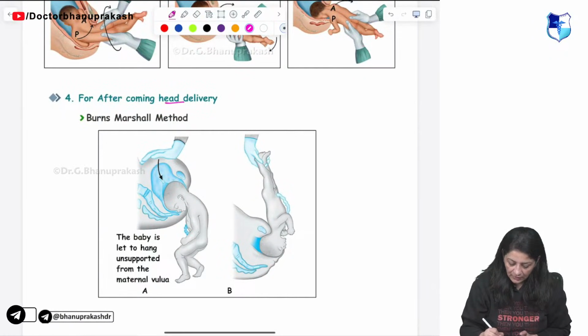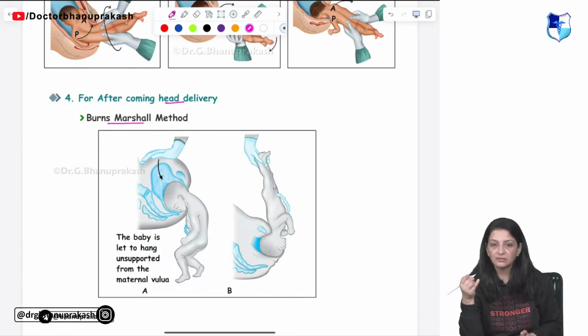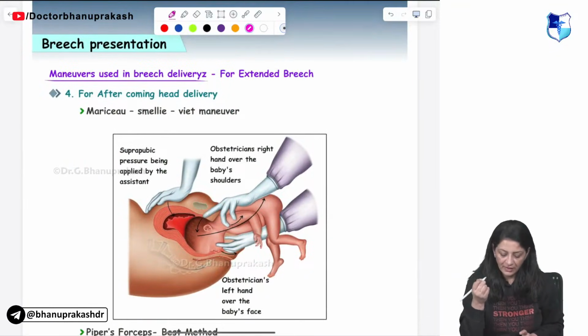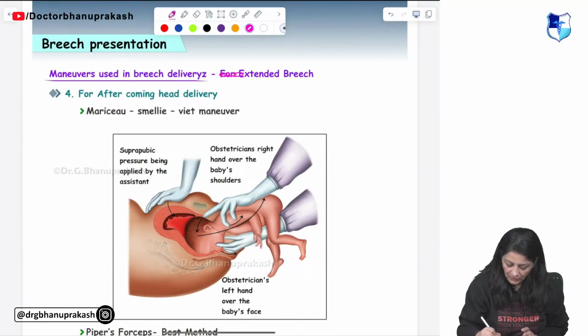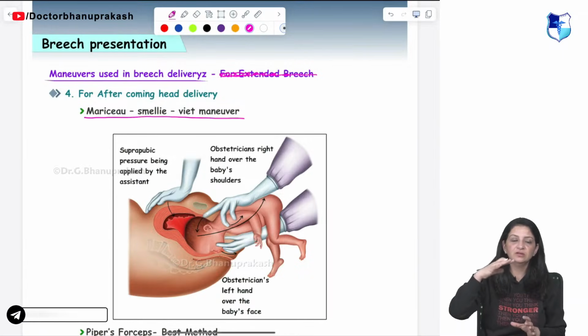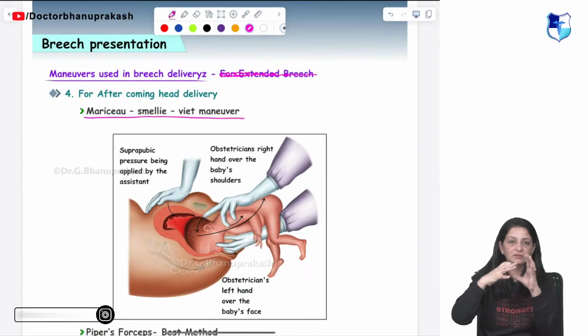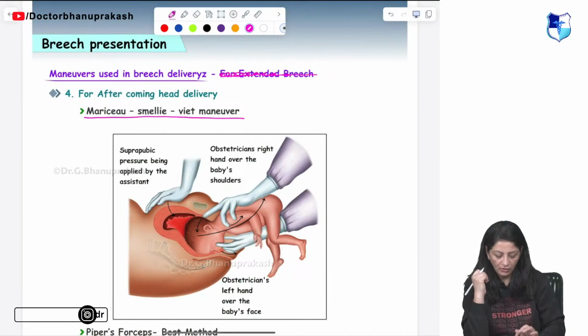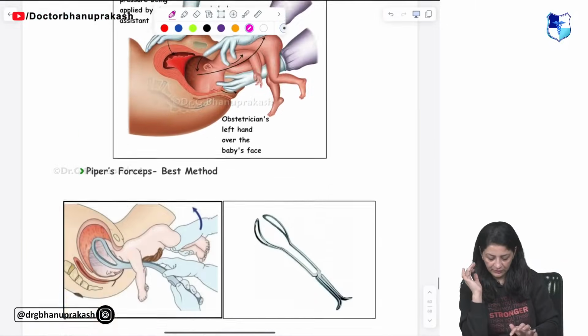After coming head delivery, Burns-Marshall maneuver, in a flexion position of the fetal head. Burns-Marshall method. Second one, Mauriceau-Smellie-Veit maneuver after coming head delivery. Again, traction on the shoulder, flexion of the fetal head and delivery of the head. Mauriceau maneuver for after coming head delivery.